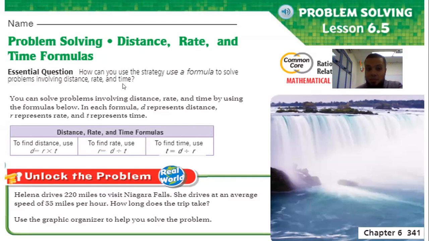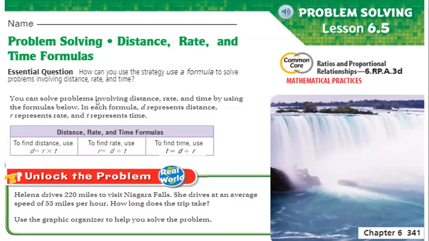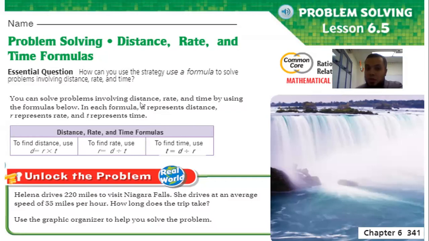You can solve problems involving distance, rate, and time by using the formulas below. In each formula, D represents distance, R represents rate, and T represents time. As you see here, guys, D means distance equals R times T. R means rate, T means time. So this formula is to find the distance.